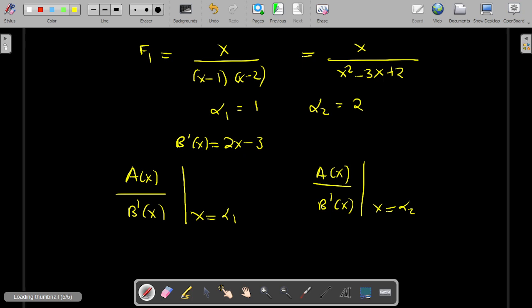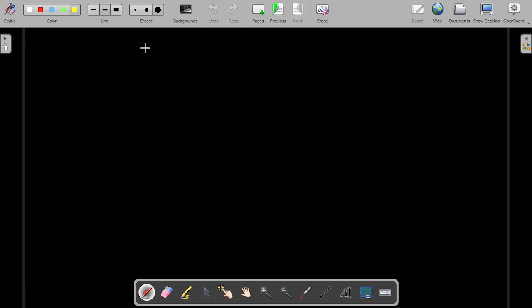So let's see what we get. Now here we have x. Now our a is x, and then our b prime of x is going to be 2x minus 3. Now here what we're going to do is substitute x is equal to 1. Now 1 is the first pole of our quadratic expression. Now if we substitute 1 here, what do we get?